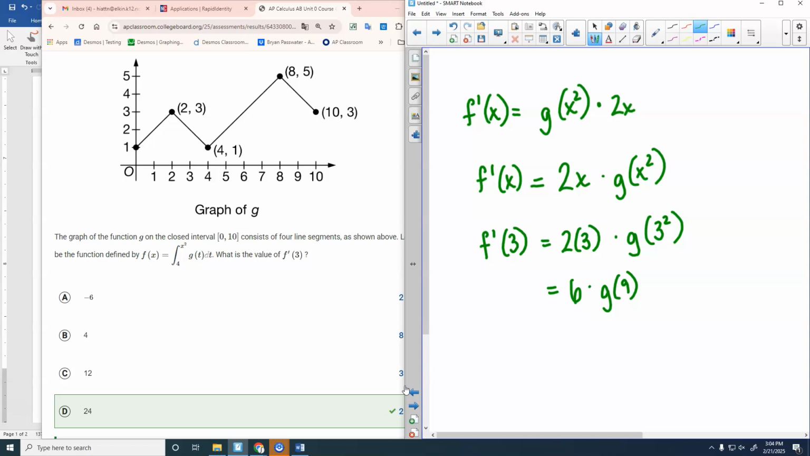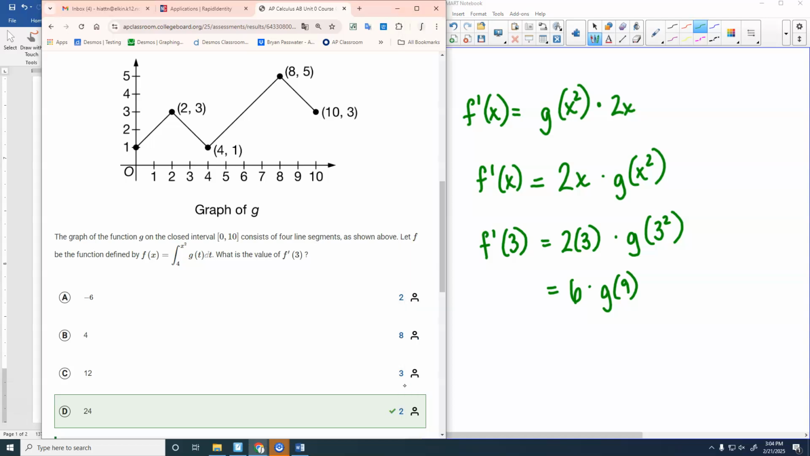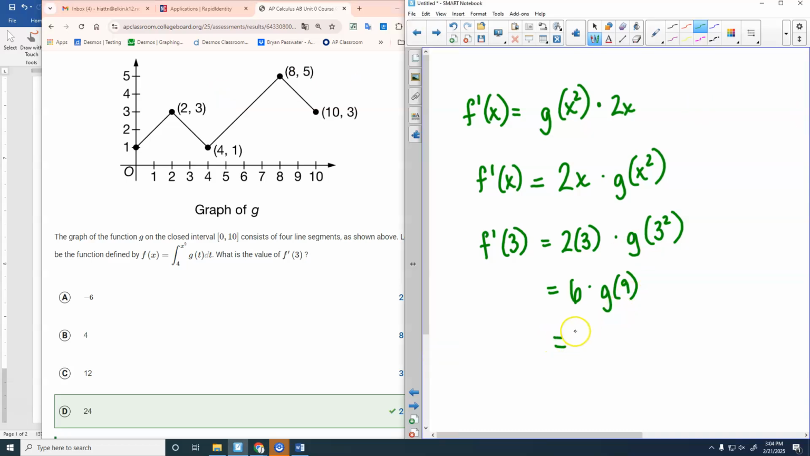What is g of 9 going to be? It's going to be 4 because it's right here, which is not marked, but we know g of 8 is 5 and g of 10 is 3, so it's halfway between. And we'll get 6 times 4, which is 24. Okay, questions about that one?